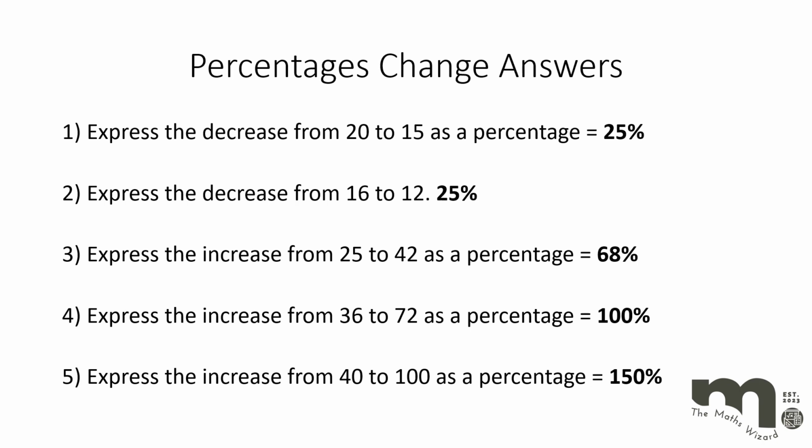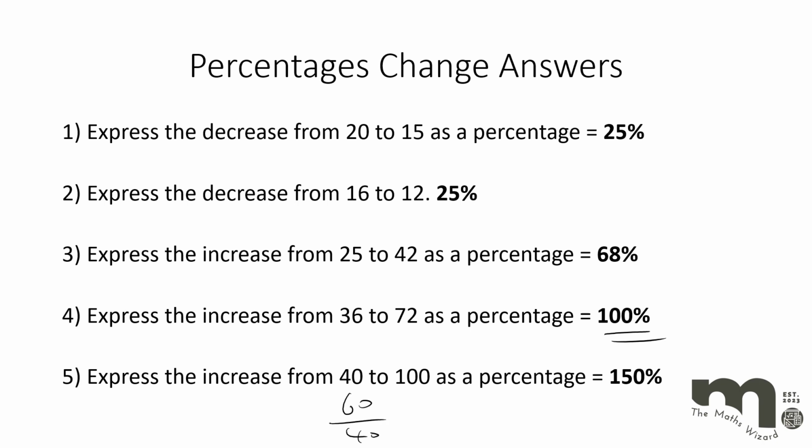Okay, and here are your answers to these questions then. You'll notice on the bottom two, 36 has doubled there to 72, which is why it's a 100% increase. And then down the bottom, we've gone from 40 to 100. So we've had a 60 increase there, and that's over 40.